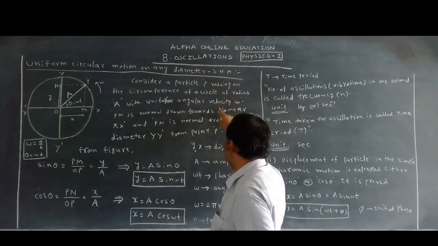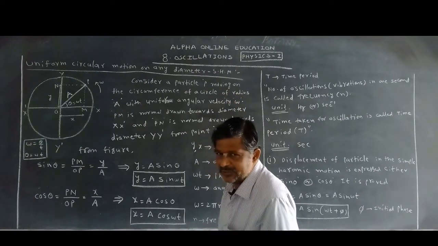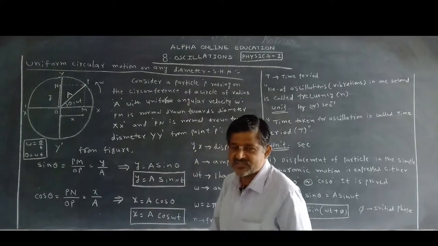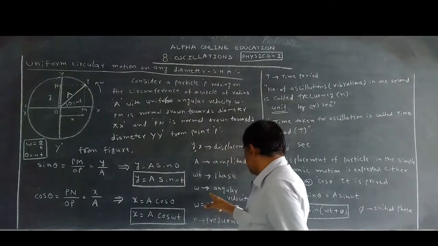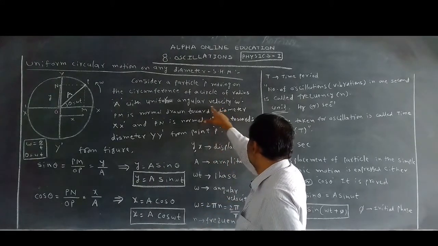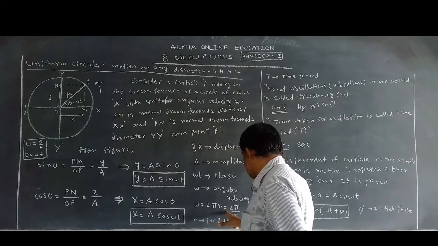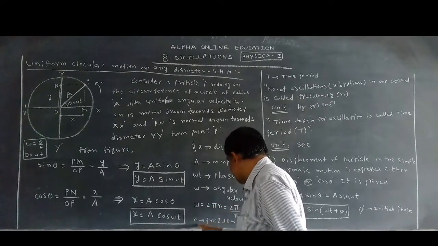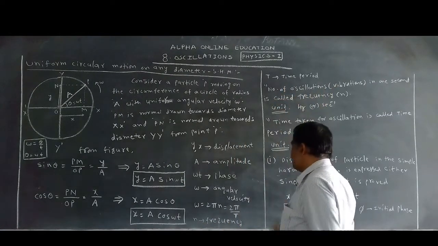What is A? Amplitude. Radius, but here what it is called? Amplitude. What is amplitude? We discussed in the last class. Maximum displacement is called amplitude. What is omega? Angular velocity. What is omega? 2 pi n or 2 pi by T. What is n? N is called frequency. What is T? Time period.